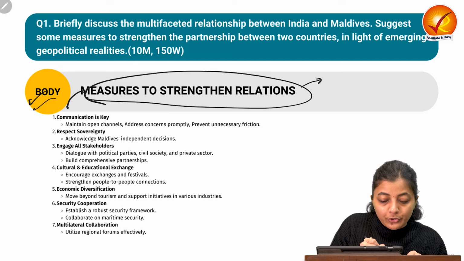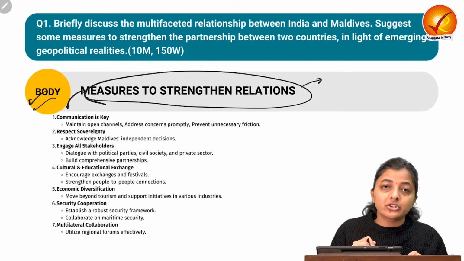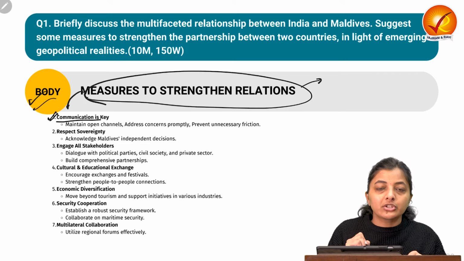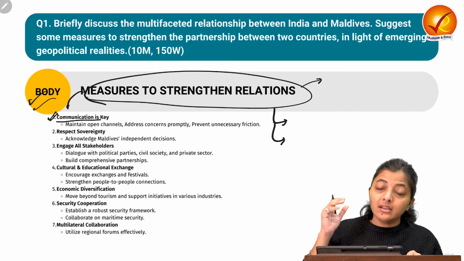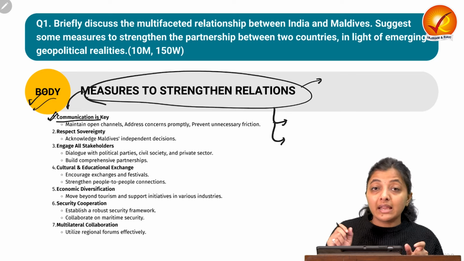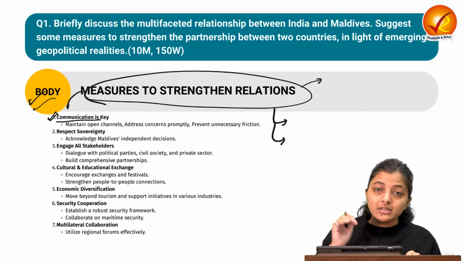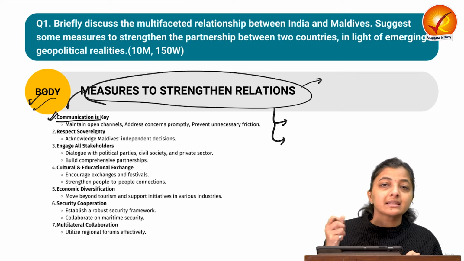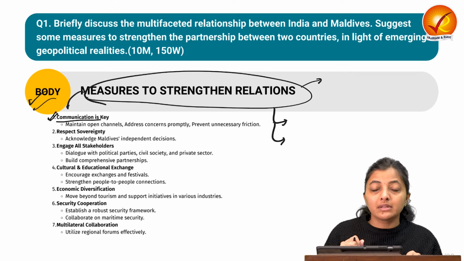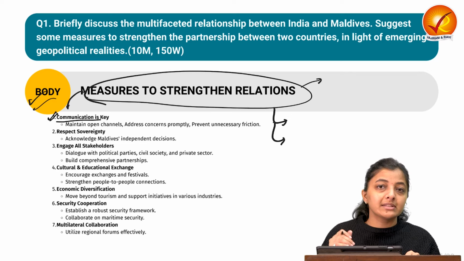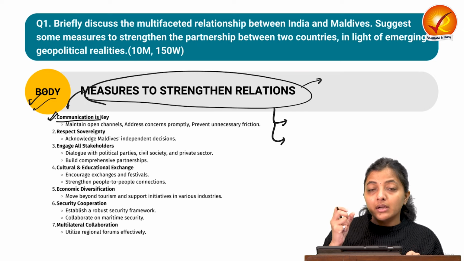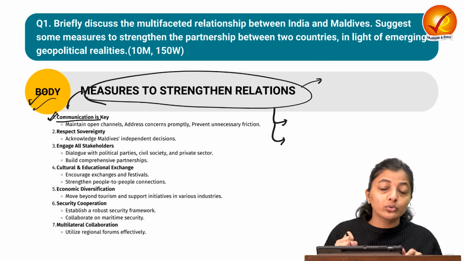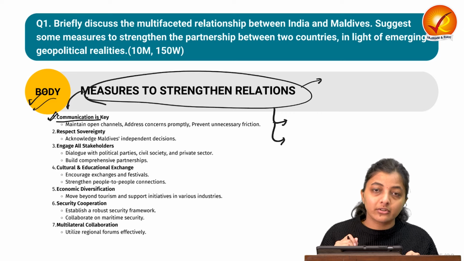So what can we do to improve or strengthen the relationship? The first is communication. Again, we can write under different subheads, like communication at track 1 diplomacy, where high-level diplomatic engagements would be there. Second is track 2 diplomacy, and also at the people-to-people level, we should increase the communication. So all the stakeholders at different levels should be incorporated to enhance communication at this particular time, to reduce the escalation of tensions between these two countries.